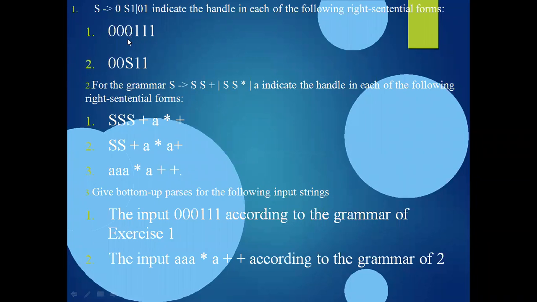What it means is taking this input string and generating the starting symbol of the given grammar. Taking input string 1, generate the start symbol. Taking input string 2, generate the start symbol. Taking input string 3, generate the start symbol. And next we have another question: now you need to draw the parse trees, the bottom up parsers, for the following input strings.